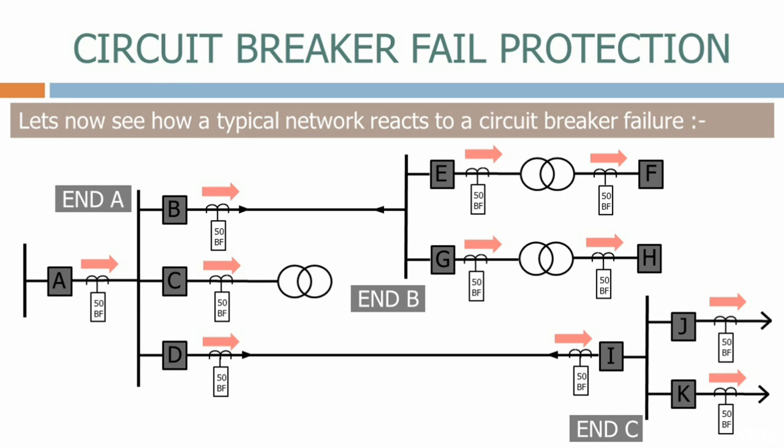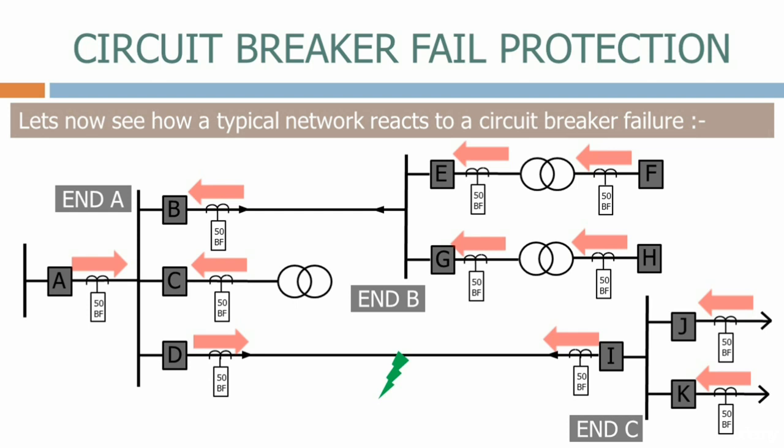Let's now add a fault on the feeder connecting ends A and C and see what should happen when the system is operating normally. As expected, the currents all now increase. The current in C now reverses direction and feeds the fault.